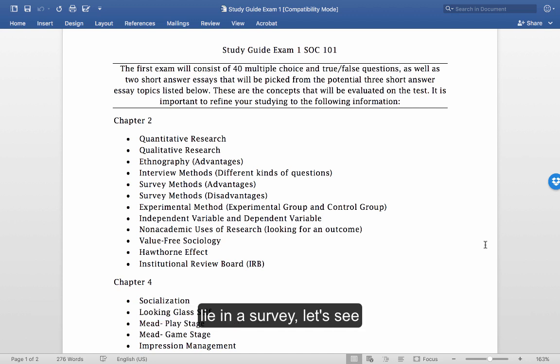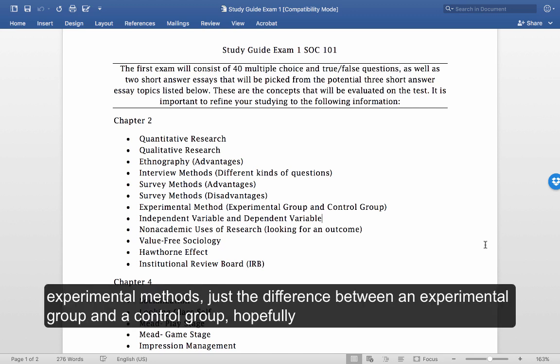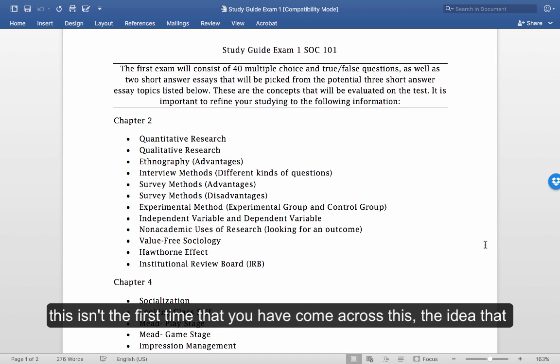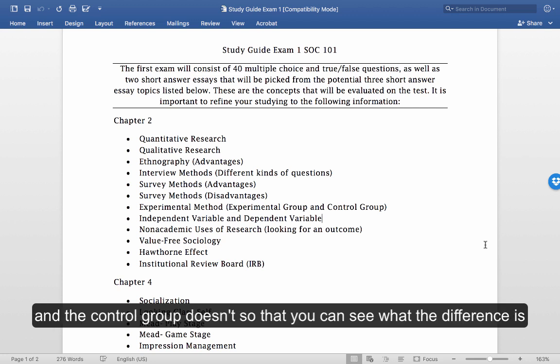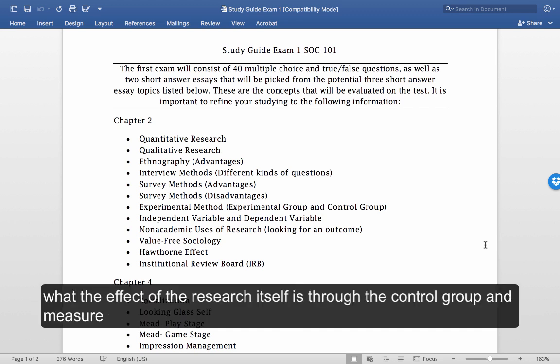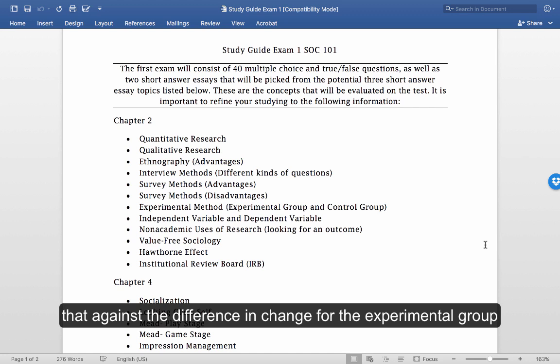Let's see, experimental methods, just the difference between an experimental group and a control group. Hopefully this isn't the first time you've come across this, right? The idea that the experimental group is the one that gets the independent variable and the control group doesn't, so that you can see what the effect of the research itself is through the control group and measure that against the difference in change for the experimental group.